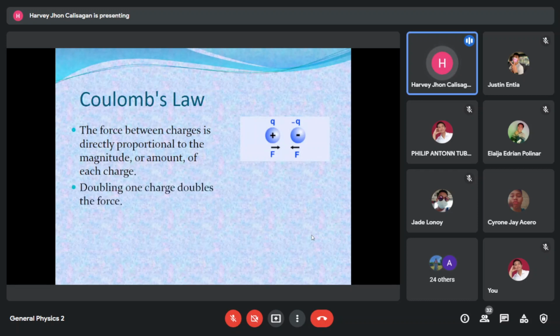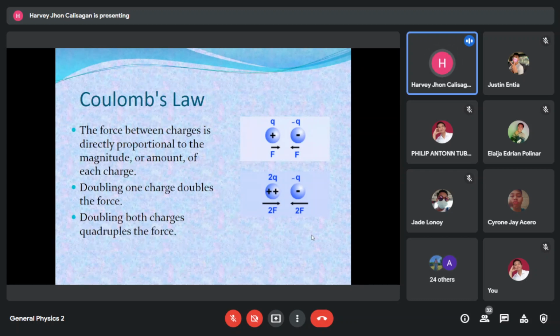Doubling one charge doubles the force. So again, the massive the amount of electrical charges is, the massive the force. Doubling both charges quadruples the force. Mathematically, if we double the force, it means that those charges also have a greater amount.